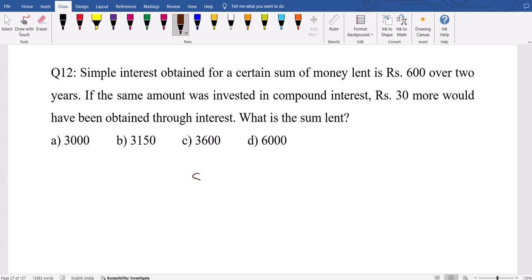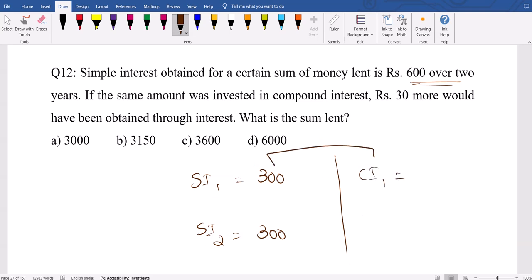See, in the first year, compound interest and simple interest are the same. 600 for 2 years means first year 300, second year 300. Compound interest, my dear friend: first year will be the same as simple interest. But in the second year you will get extra, because 300 plus something for this. Here they said 30 more, that 30 extra is this.